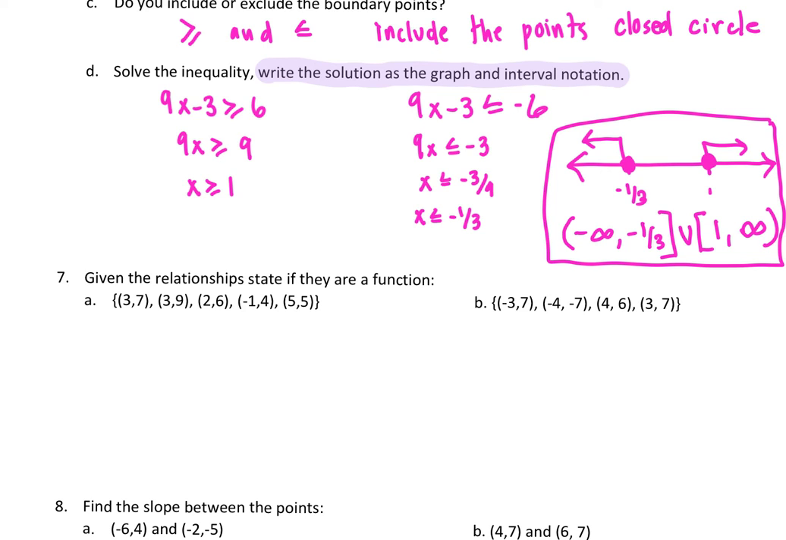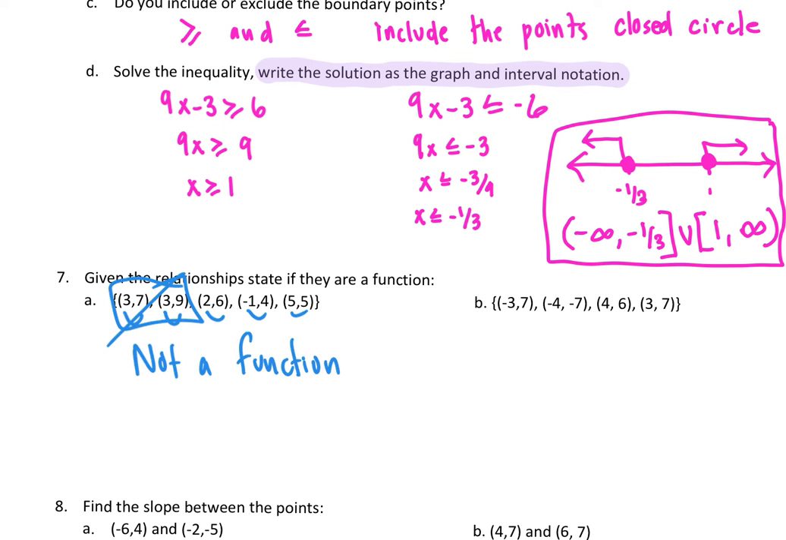Okay, question 7. It says, given the relationship, state if it is a function. Now, we don't need to write the domain or range here. If it helps you write it out, you may. But really, if we want to decide if something's a function or not, we just need to see, does every x have only one y? So here I have 3 goes to 7, and 3 goes to 9. 2 goes to 6, negative 1 to 4, and 5 to 5. So right here is our problem. We can't have that. So this is not a function.